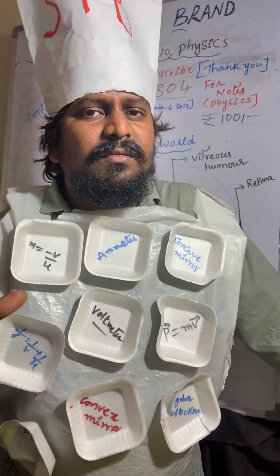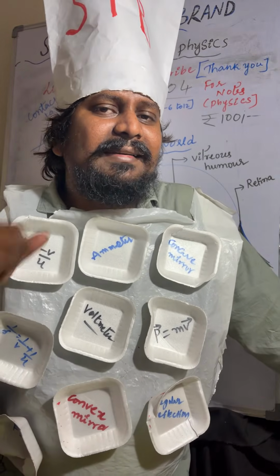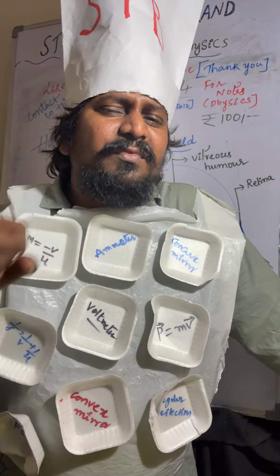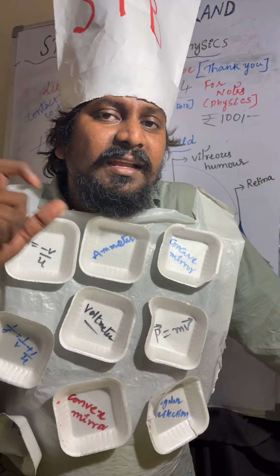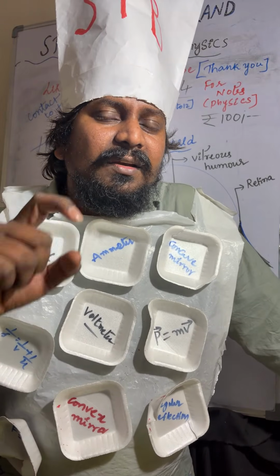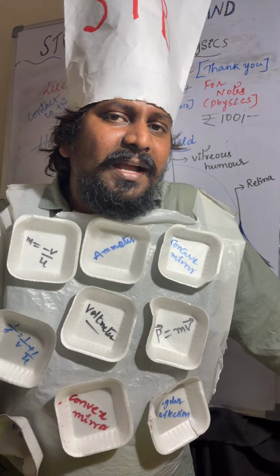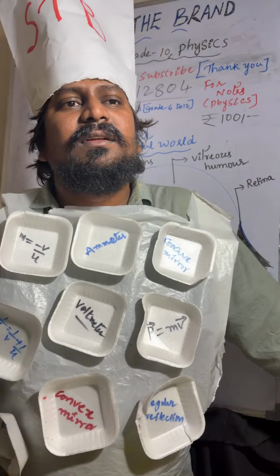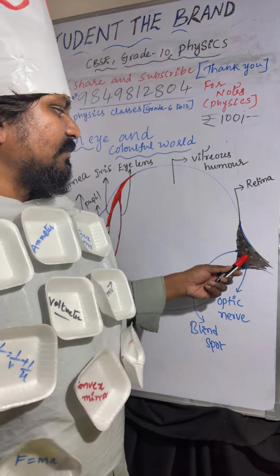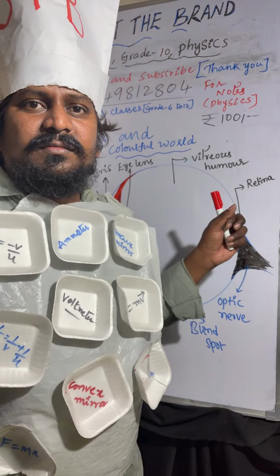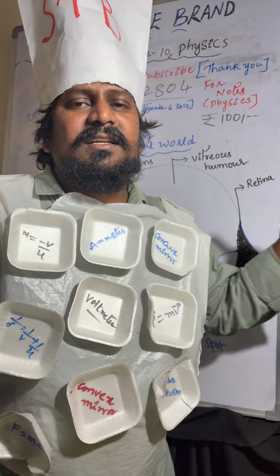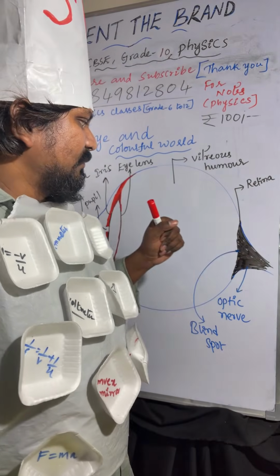Now where are we? At retina. What type of image will form at retina? Real, inverted and 2D image, which will be converted into an electrical signal that will pass to the brain through the optic nerve. So here is the optic nerve. This will carry the electrical signal to the brain.